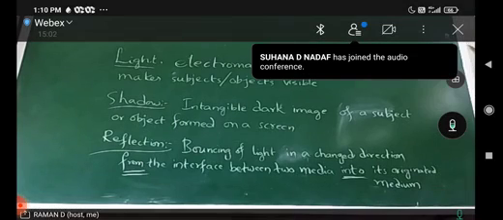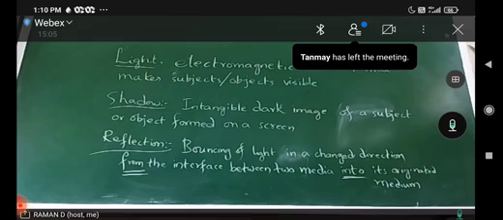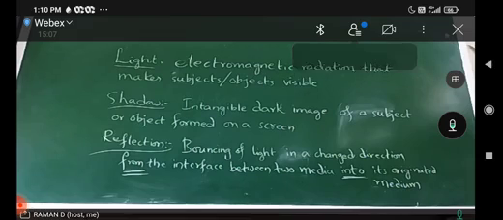What is light? Electromagnetic radiation that makes the subjects or objects visible is known as light. What is shadow? An intangible dark image. Intangible means we cannot touch it. An intangible dark image of a subject or object formed on a screen, right?